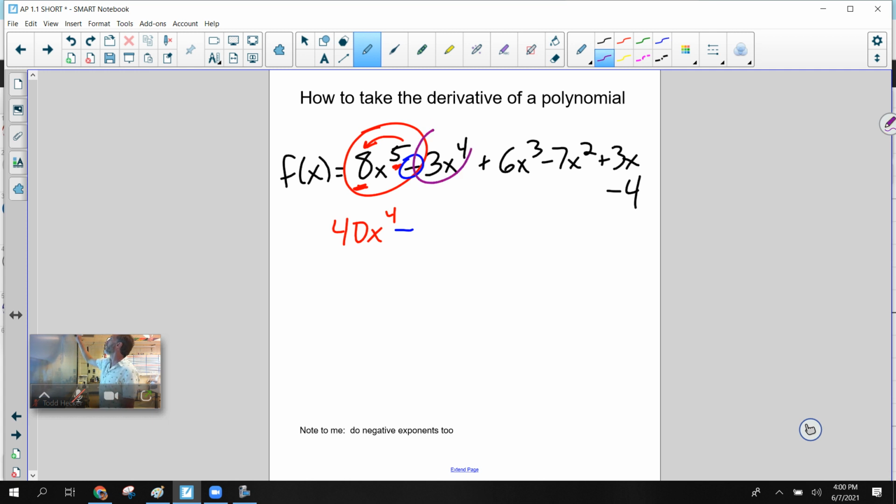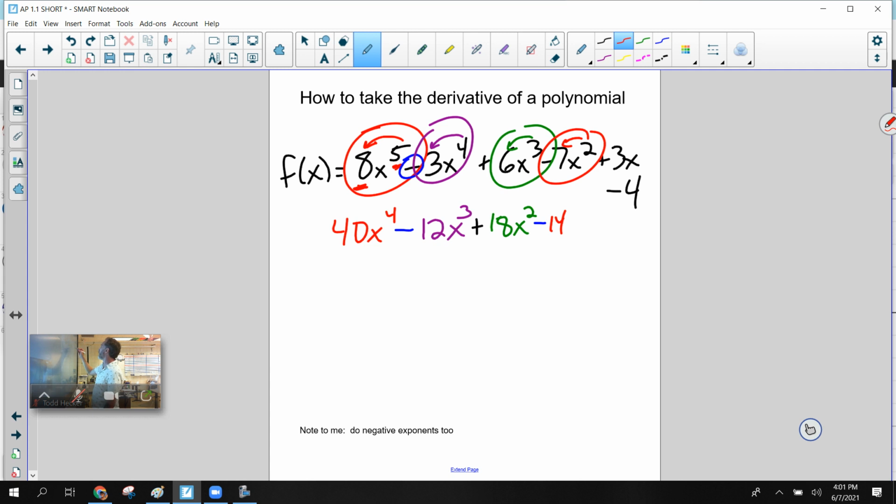So let's see, we got 3x to the 4th. So 4 times 3 is 12 times x to the 4 minus 1, which is 3. Bring down the operator. Let's see, 3 times 6 is 18. X to the, it was originally 3, so it becomes 2. We'll just keep doing them. I'll give you one to try on your own in a minute here. All right, bring down, let's see, we got a minus sign. 2 times 7 is 14. X squared becomes x to the 1st, which I'm just going to write as x.